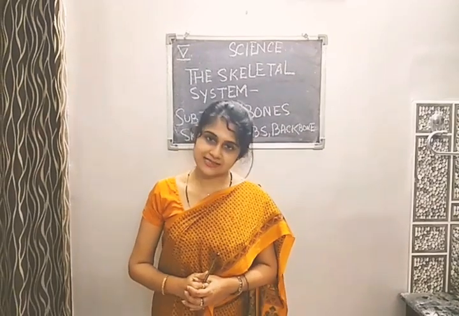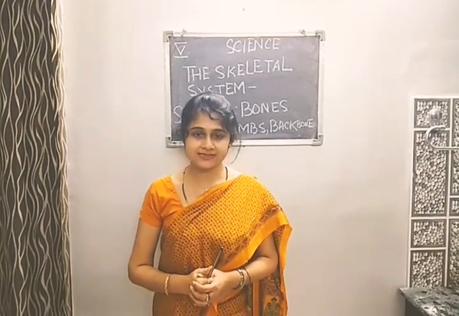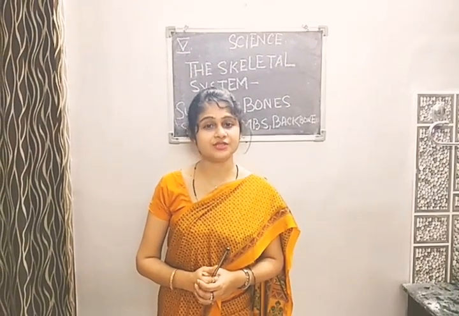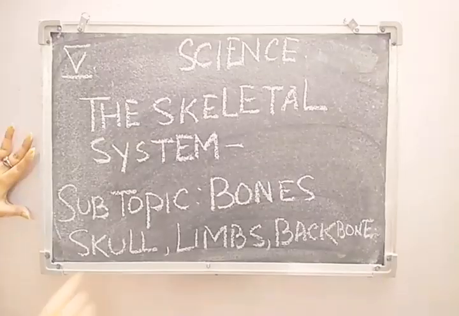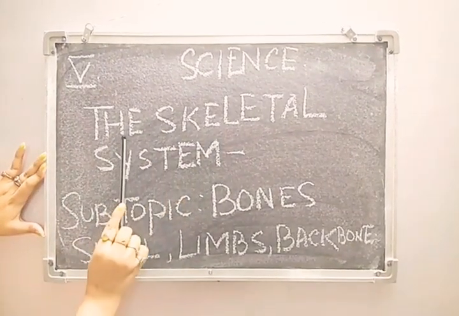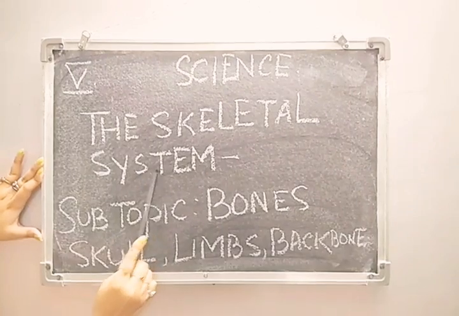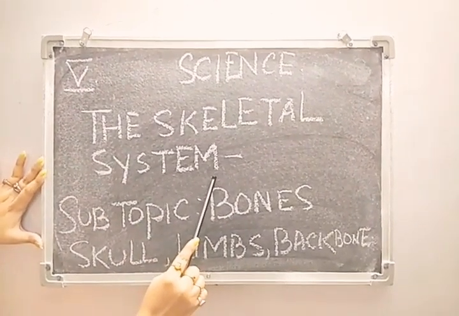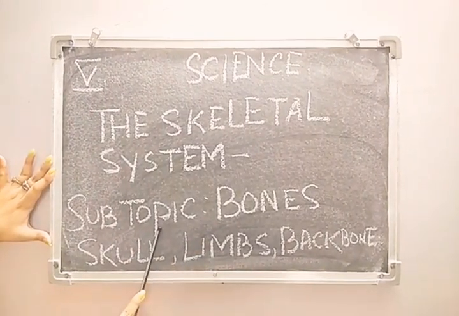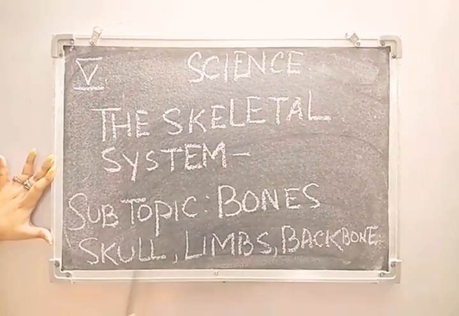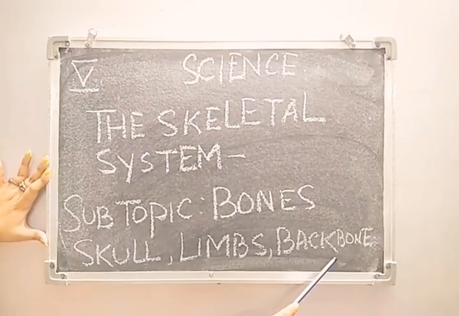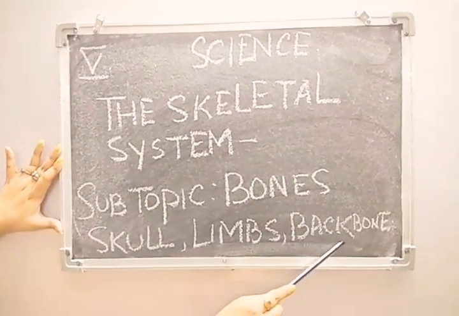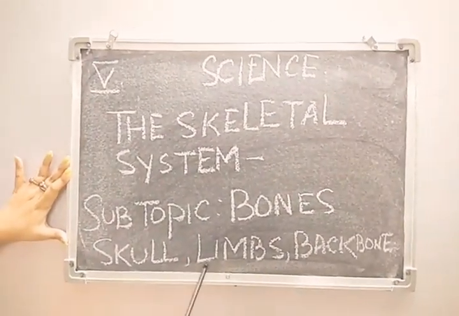Now, last class we have already completed science chapter 1, circulatory system. Today we are going to start with a new chapter. Science, the skeletal system. That means the topic name is skeletal system, human body, second chapter, okay? Subtopic, what we will learn today? Bones, skull, limbs and backbone. So, today's topic is this, okay? So, let's begin.